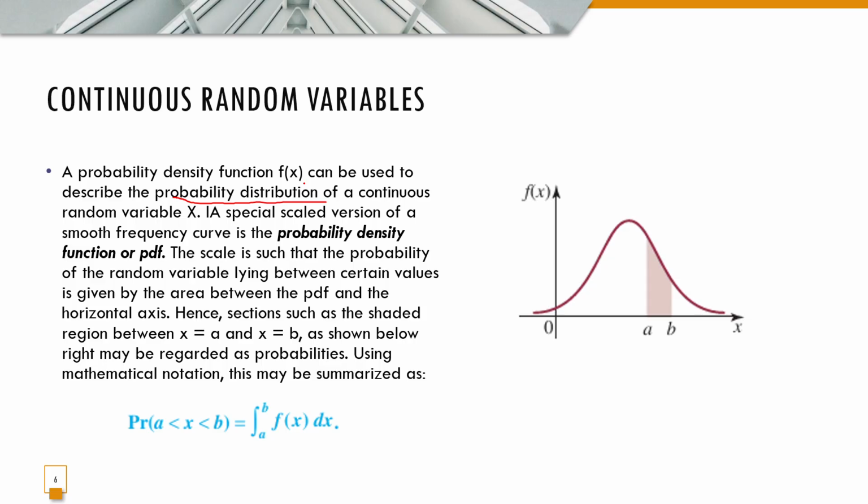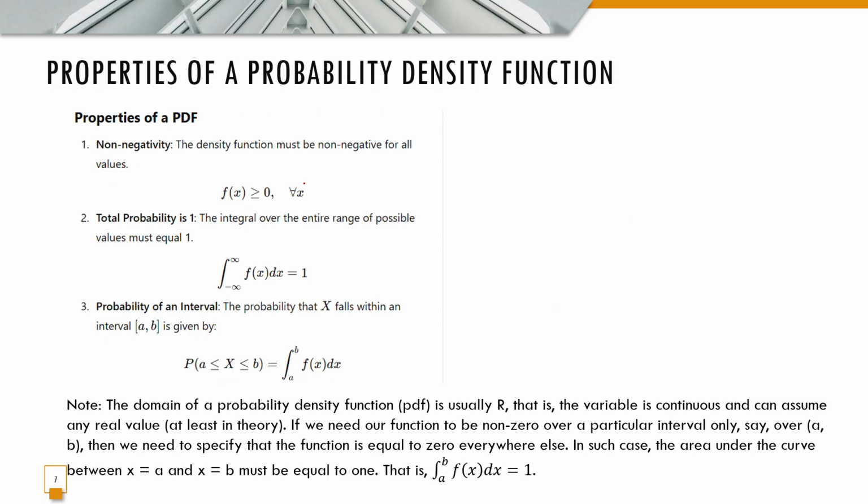So the properties of the probability density function: what we are going to look for is non-negativity. When we say f of x, the function, is greater than or equal to 0 for all values of x, the density function must be non-negative for all values. The totality of probability is 1, so the integral over the entire range of possible values must be equal to 1. And the probability within the interval a to b.